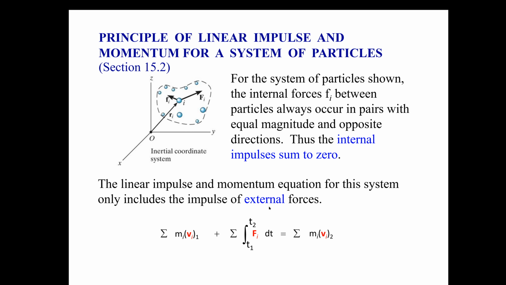So here would be our equation of linear impulse and momentum. That includes the external forces, the impulses due to those external forces, because the others sum to zero, right? So it's the initial masses of individual particles times their velocities, the summation of those, plus the impulse of the external forces, equals the final masses and velocities, the momentums of the particles in the system, or the summation of all the momentums in the system of particles.